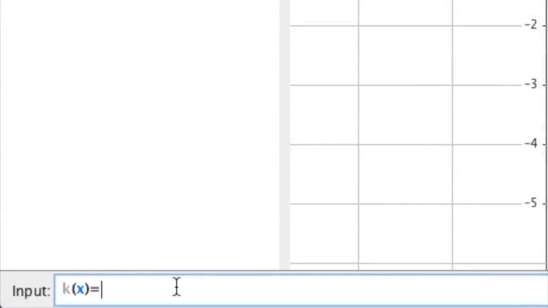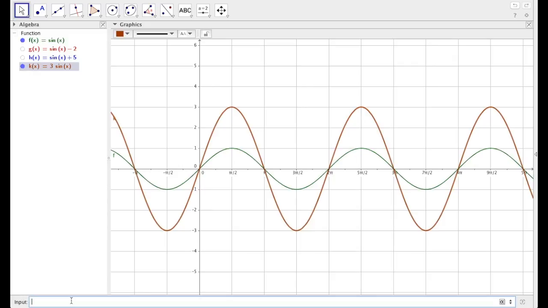Now let's define k of x is 3 times, and to do the times, hold down shift and then the 8 key to get the asterisk, 3 times f of x. What happens here is our output, which is our sine of x, took every one of these y values and multiplied it by 3. This value is at 1, so 1 times 3 is 3. This value here is about a third. That third gets multiplied by 3, and so now it's at 1. So all those y values get multiplied by 3. So the amplitude is now 3 instead of just 1.